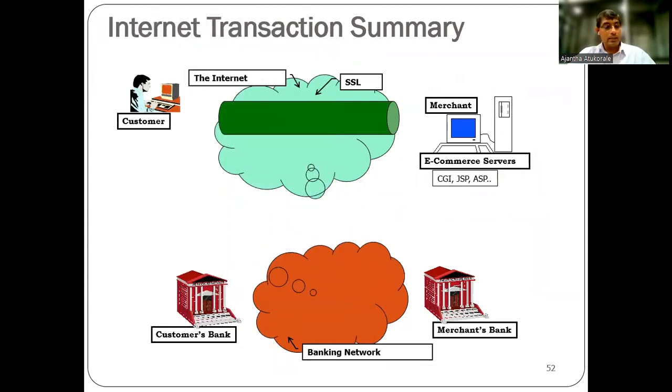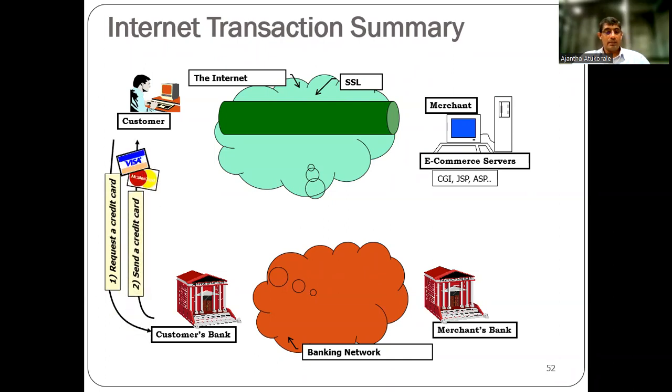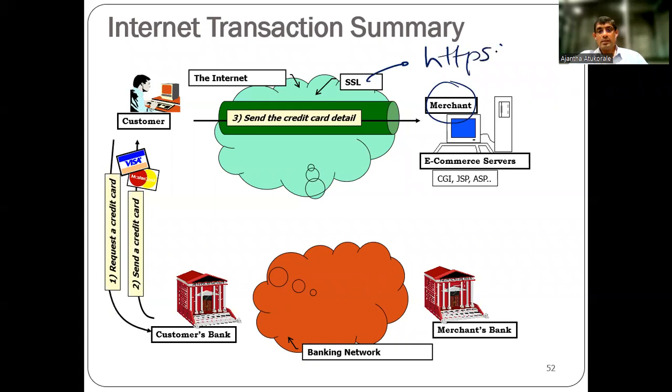One final thing: this whole transaction, I want to teach you what we were talking about throughout. Let's say you are a customer of a bank, you have a credit card, right? Assume 1 and 2 are just what everyone has. Now you want to buy something from a merchant, so you have to send your credit card details. You send them through a channel that we call SSL, or HTTPS, right?